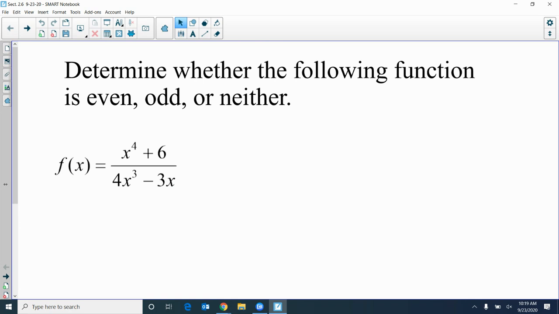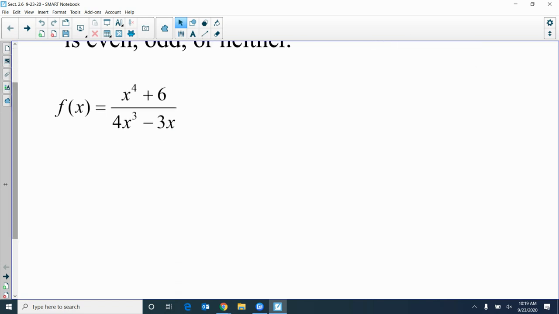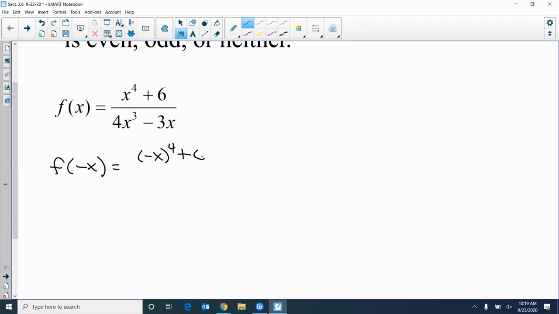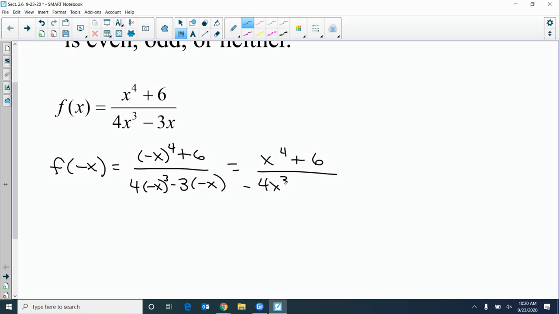Okay. All right, so now let's take a look. Here, when you plug in, you have to evaluate f of -x. And so it's -x to the 4th plus 6 over 4 times -x cubed minus 3 times -x. Okay. And so we just simplify each term. And so this becomes x to the 4th plus 6. This becomes -4x cubed plus 3x. Well, is it even? Well, it's not the same thing. Okay, so it's not even.